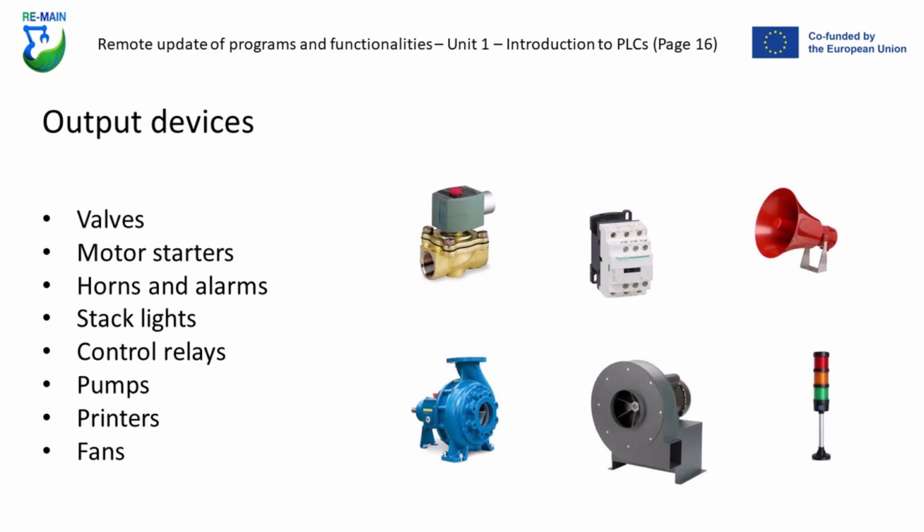Output devices are the means by which a PLC interacts with the physical world. They allow the PLC to control machines, processes, and other systems. Some of the examples of output devices are valves, motor starters, horns and alarms, stack lights, control relays, pumps, printers, fans.